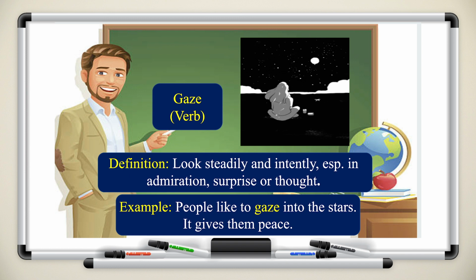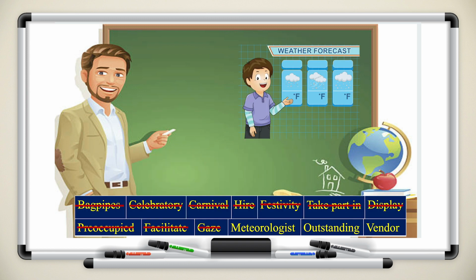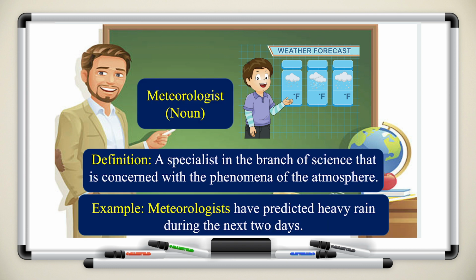It gives them peace. Try to guess this picture refers to which word? It refers to meteorologist, a specialist in the branch of science that is concerned with the phenomena of the atmosphere. Here's an example. Meteorologists have predicted heavy rain during the next 2 days.